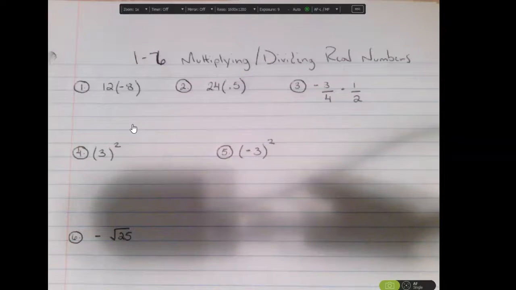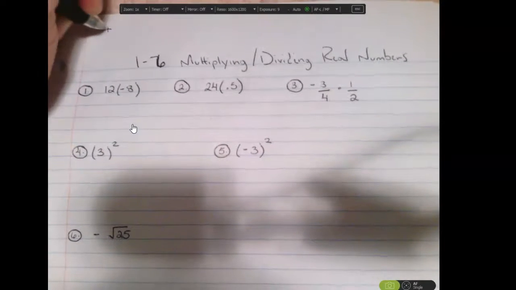I want to get started with chapter 1, lesson 6. Kind of got carried away there. Originally was a 7, turned that into a 6. Multiplying and dividing real numbers. And I want to move quick, guys, through this lesson because a lot of it is things that you should already know. With that being said, we have our multiplication and division rules.